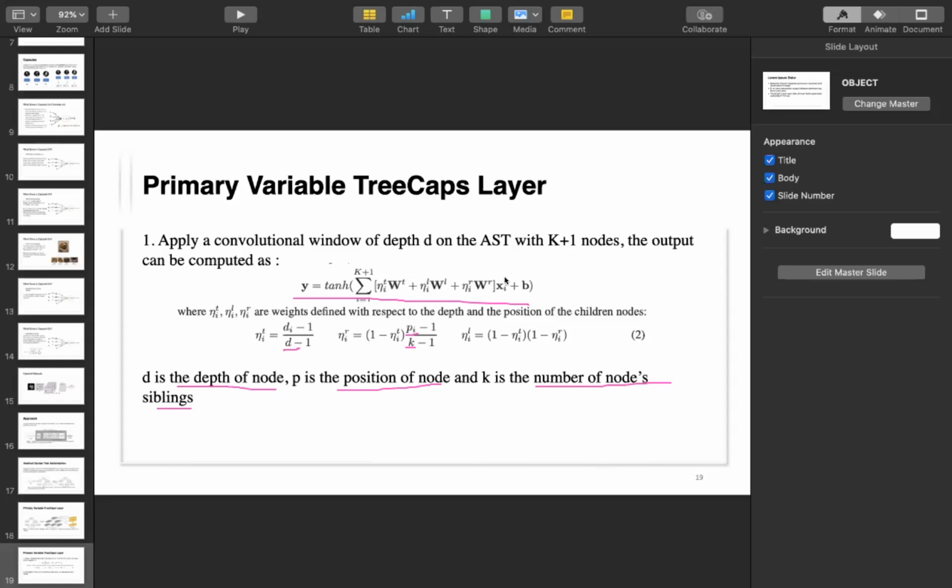X is the vectorized AST node. Yeah. A vectorized AST node. And so the network structure is hardly encoded with regard to depths, positions, and number of siblings. Yeah.